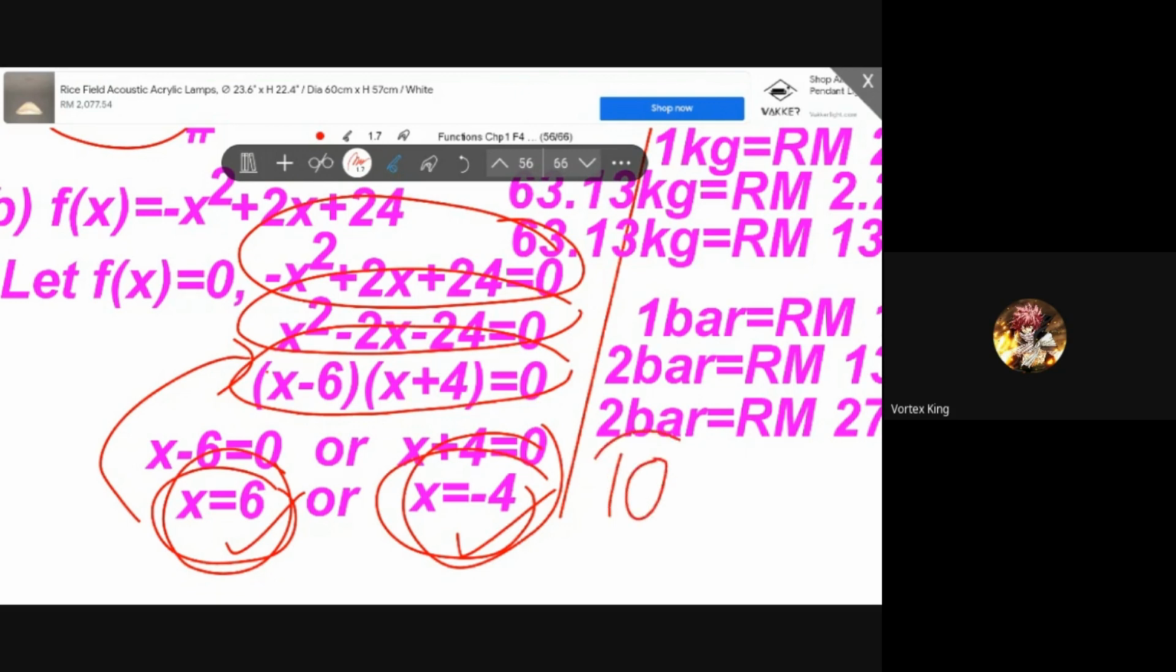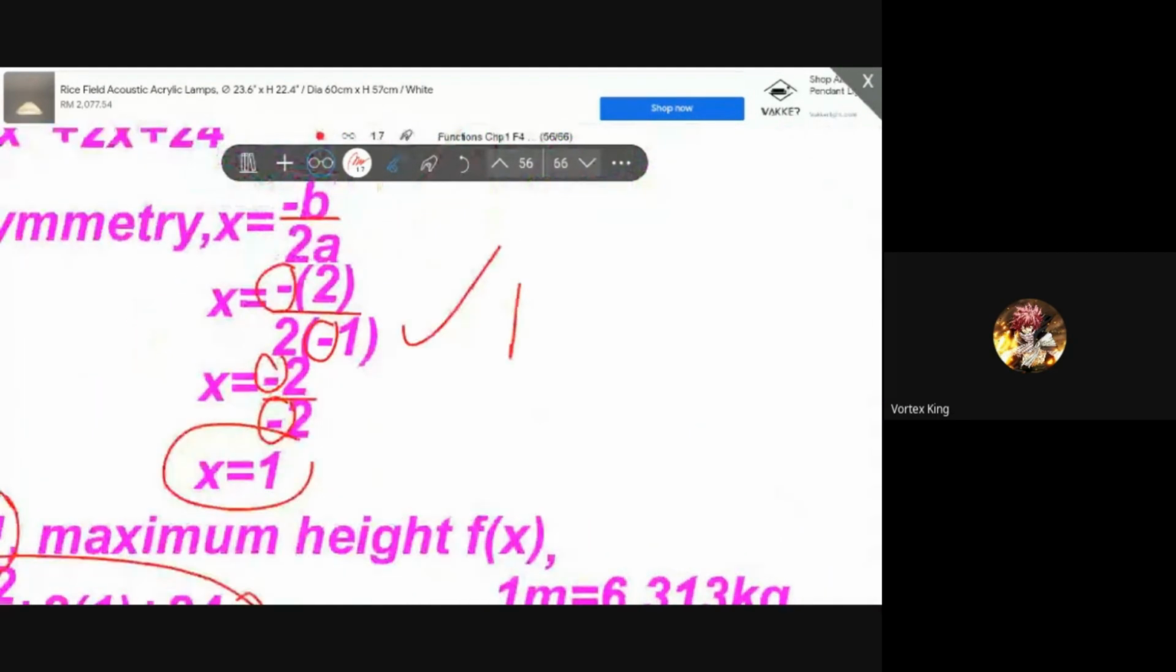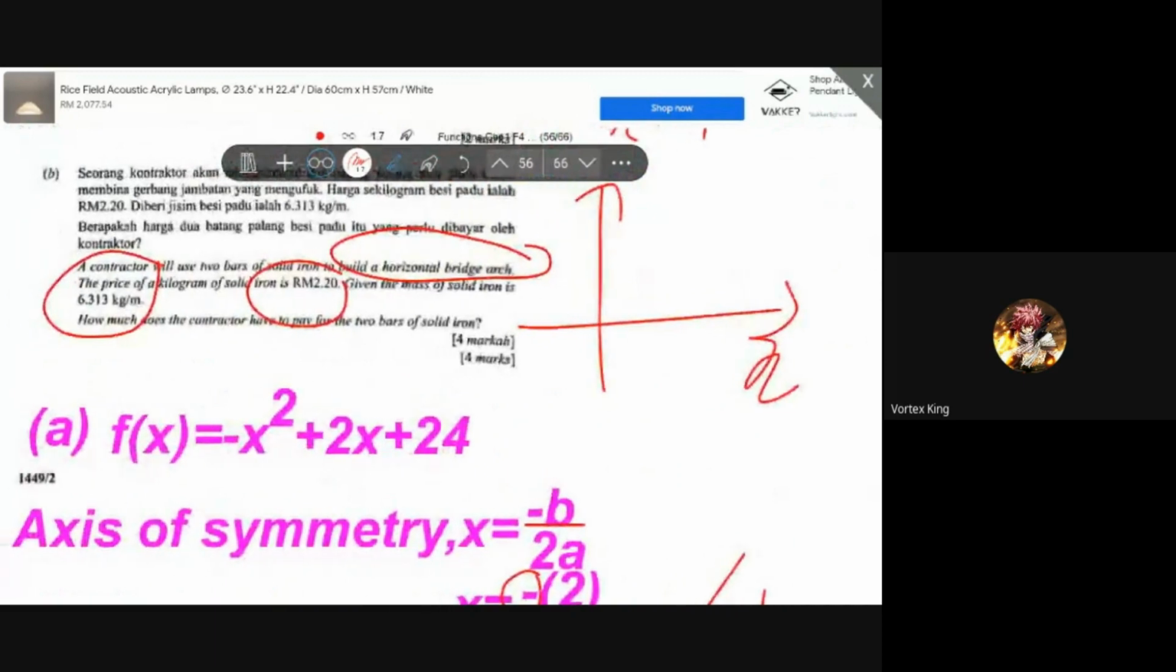Kamu kena include nilai dari negative side of the axis also. You need to include the negative region of the X-axis. Yeah, 4 plus 6. You have to neglect negative sign. Because now we are talking distance. So, negative sign not counted. Tak mengira tanda negative. So, sekarang kamu dah dapat 10 meter, okay?